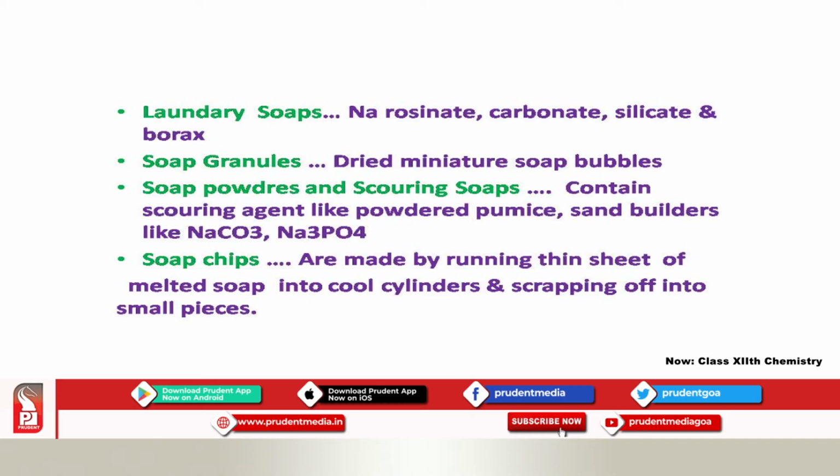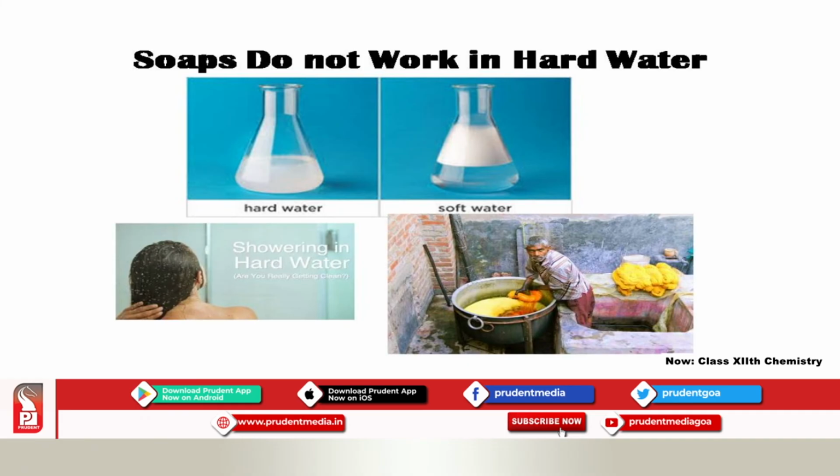Soap granules, these are small dried miniature soaps, so dried miniature soap bubbles. Soap powders or scouring soaps contain scouring agents like powdered pumice, sand, and builders like sodium bicarbonate and trisodium phosphate. Soap chips are made by running thin sheets of melted soap into cool cylinders and then scraping off into small pieces. Why do soaps not work in hard water?